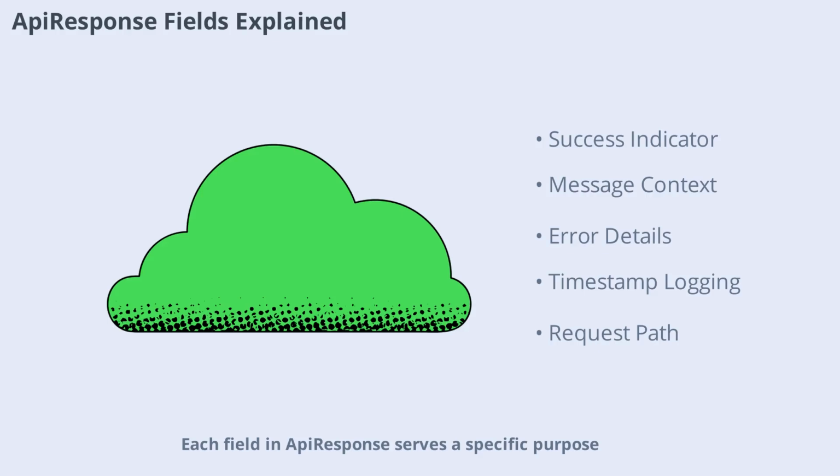Each field in ApiResponse serves a specific purpose. The success boolean indicates if the request was successful. The message provides context about the result. Data holds the actual response content, while errors list what went wrong. Error code classifies the error, timestamp records when the response was generated, and path shows the request URL. Together, these fields create a comprehensive and informative response for every API call.